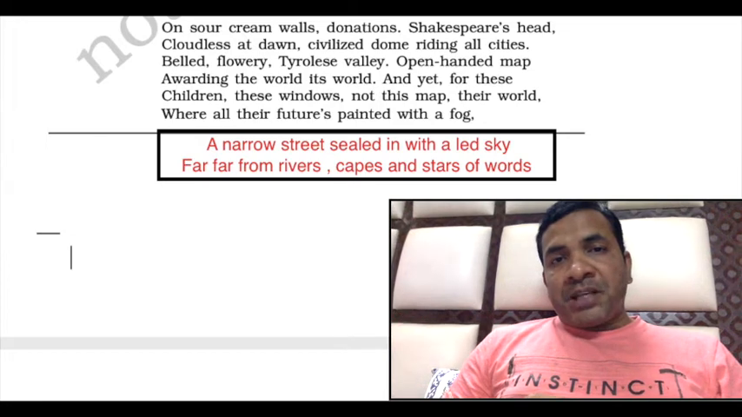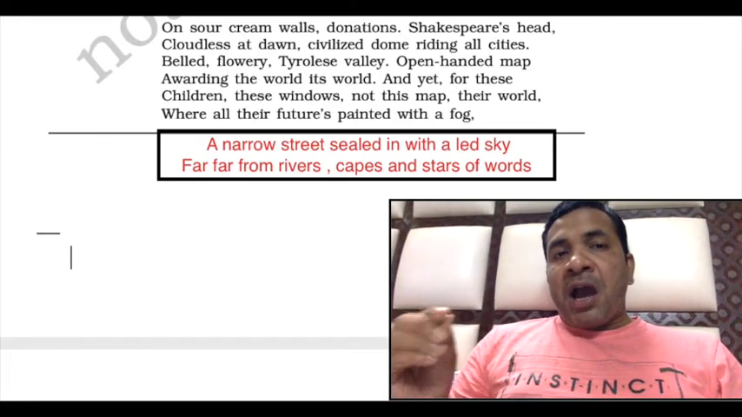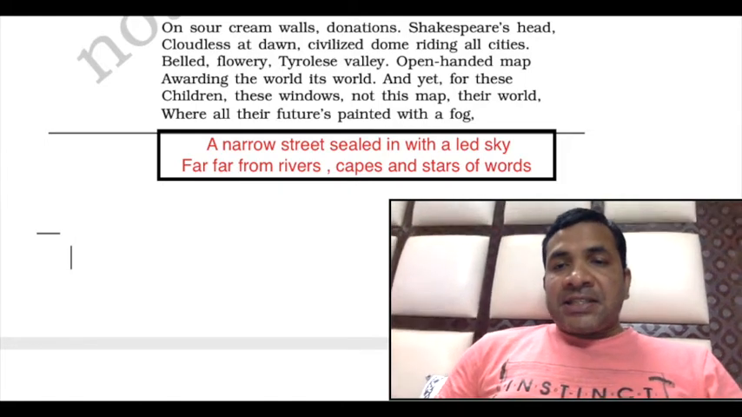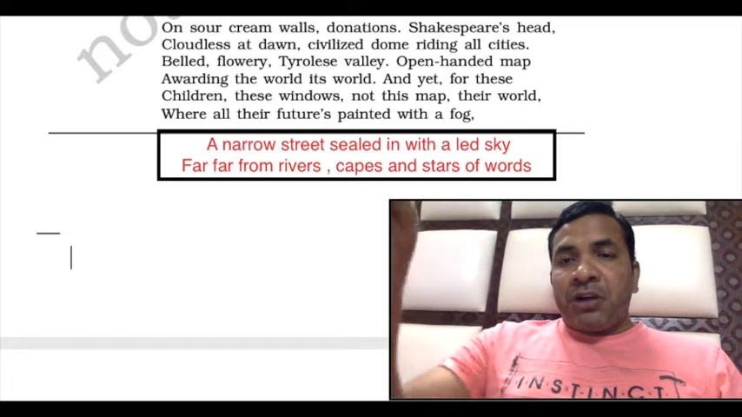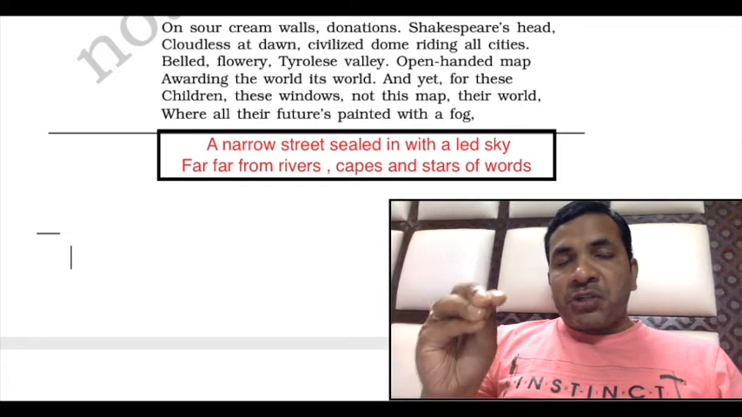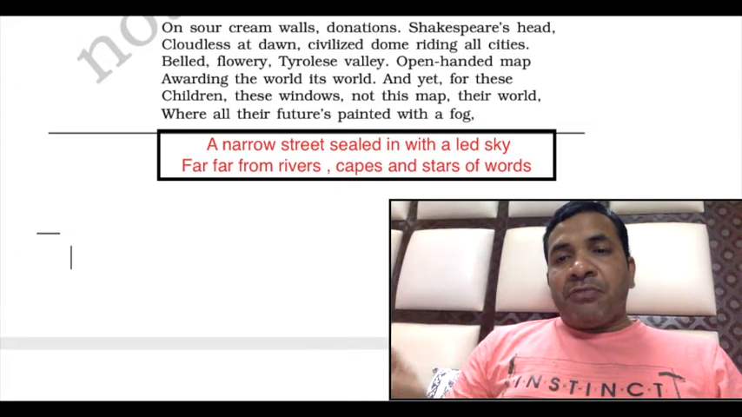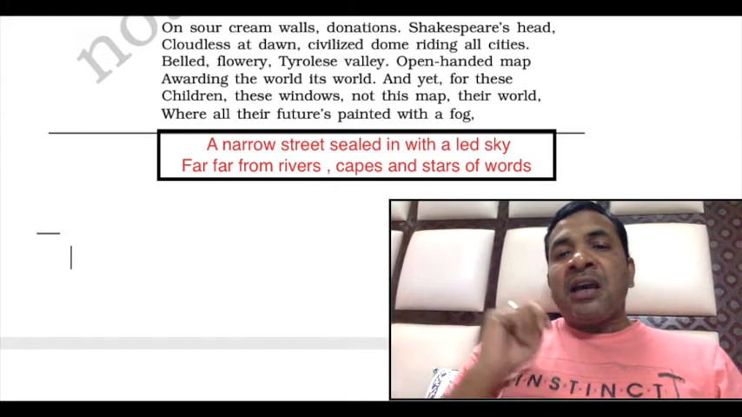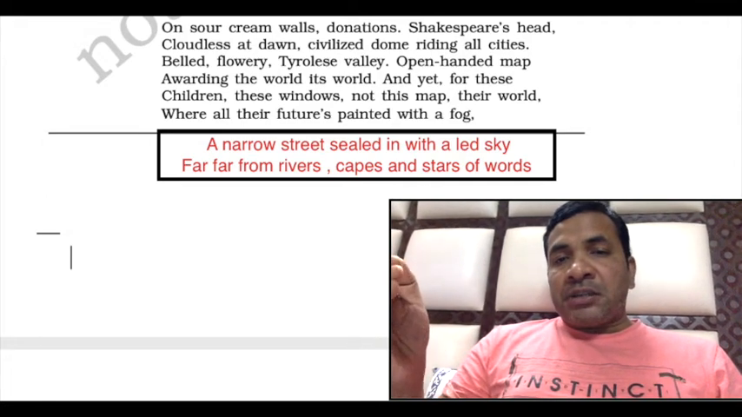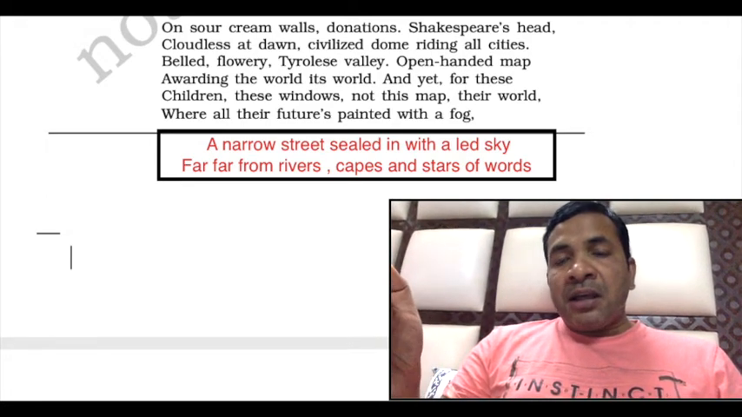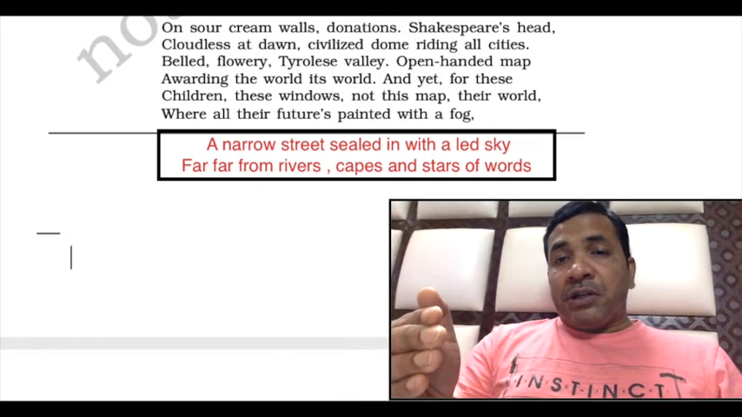Then in the classroom, there is also an open-handed map. Open-handed map means a hand-drawn map, awarding the world its world. That is, this is the map that has been awarding the picture of the actual world to the world of the children. Awarding the world its world means there are two worlds. One is the actual world and another is the world of the children who are sitting over there in the classroom. So this hand-drawn map has been awarding the children the picture of the actual world.